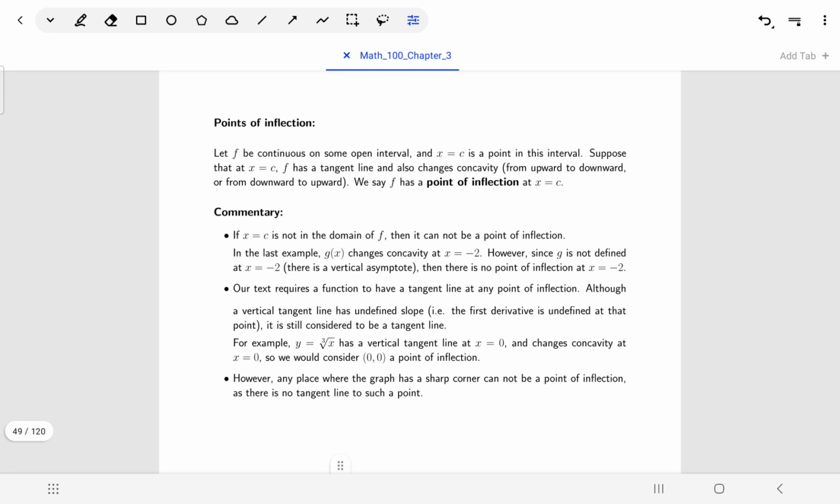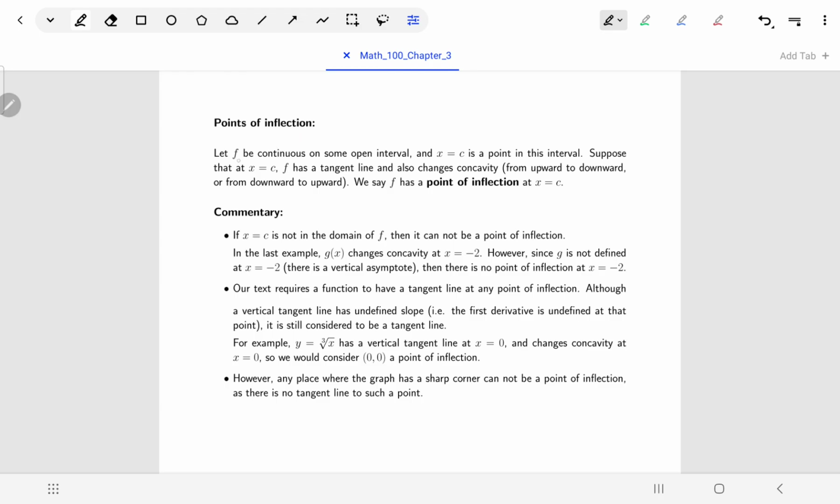Welcome back. In the next part of this section, we're going to talk about points of inflection. These are points where on our graph we are changing concavity from concave up to concave down or from concave down to concave up. But we need to be a little bit more precise here. For you to be a point of inflection, we need a few things.